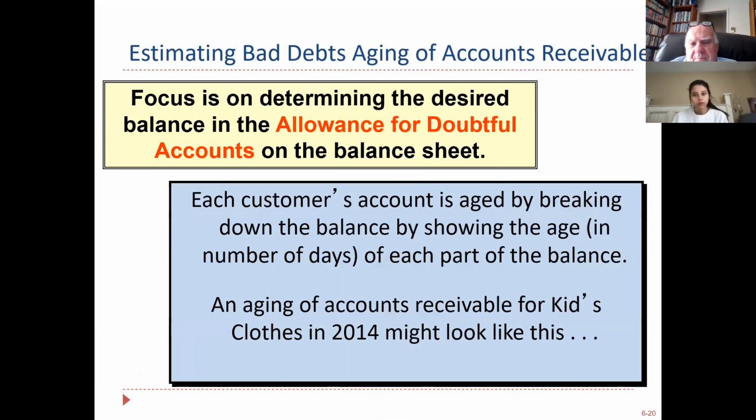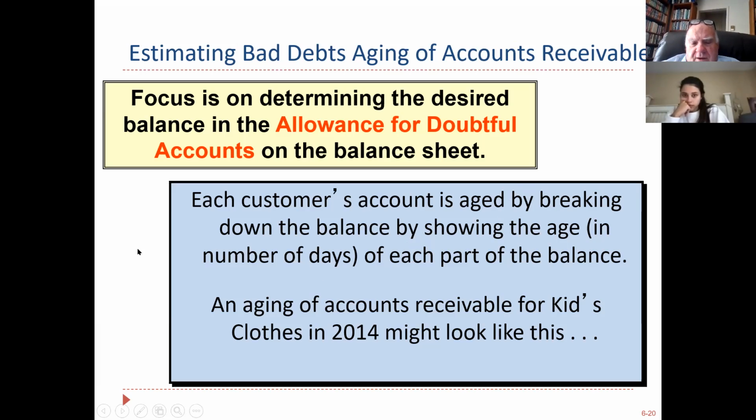Now, here's the other method, the absolutely proper method, for a lot of reasons. Under this method, the aging method or accounts receivable method, we're going to look at the aging of accounts receivable, meaning how old the debt is. And we're going to measure each customer's account by breaking it down into columns.